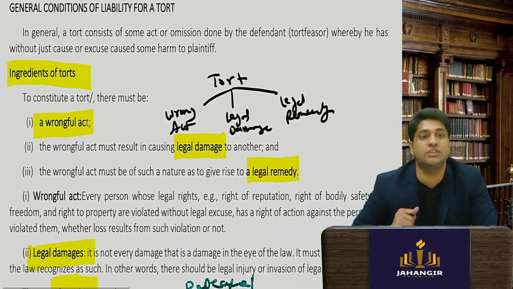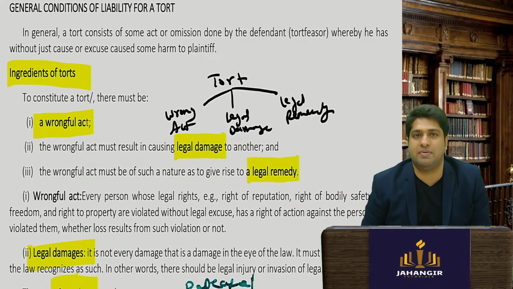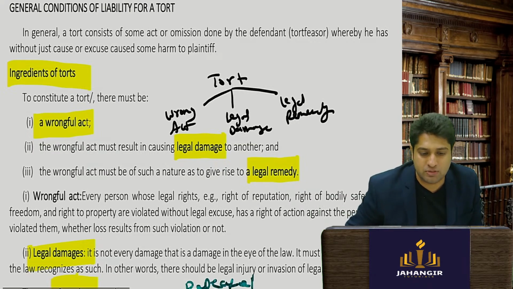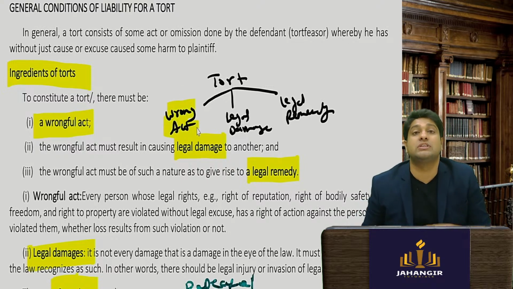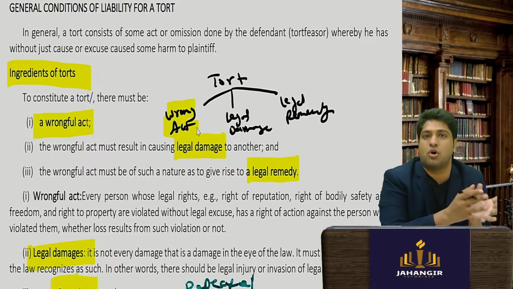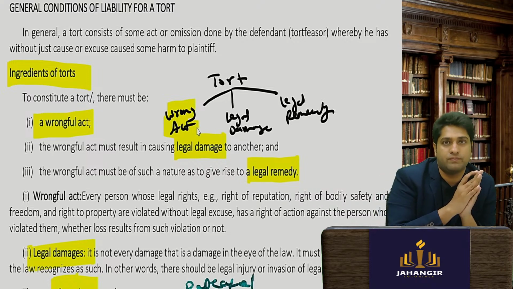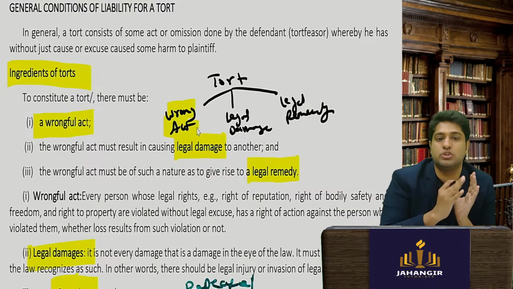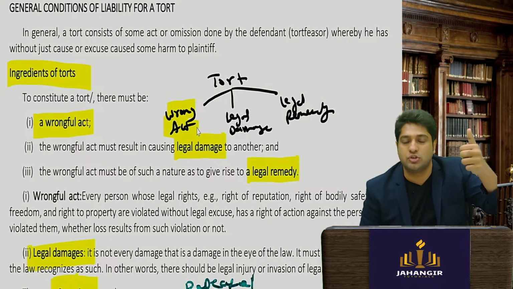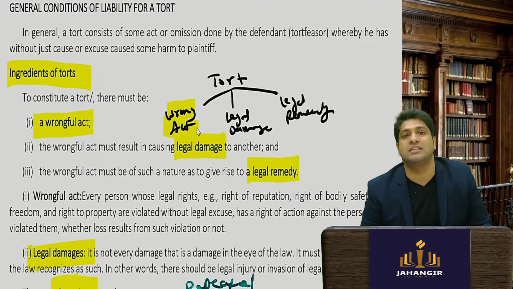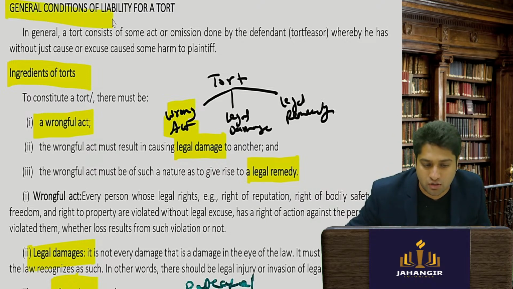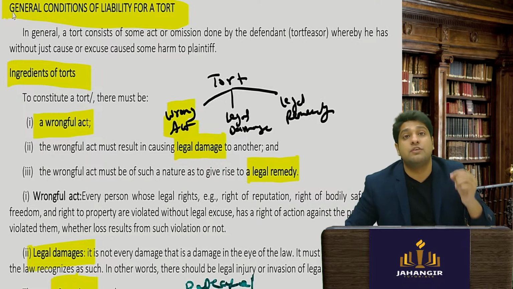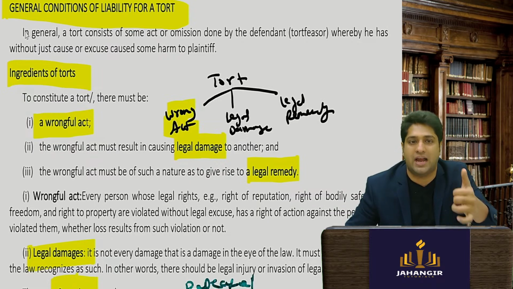Now, conditions for a tort to happen. There is a wrong, so there has to be a wrongful act. Someone must have denied you something, that is a wrongful act. That's a tort. Someone has slightly pushed you, someone has abused you, so that is a wrong act. These are called the ingredients or conditions for tort. The first thing is there has to be a wrongful act.